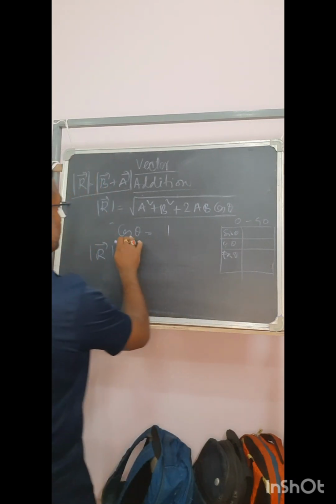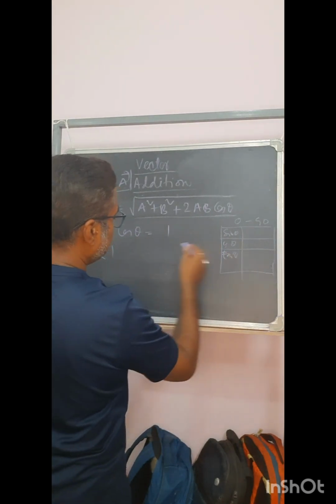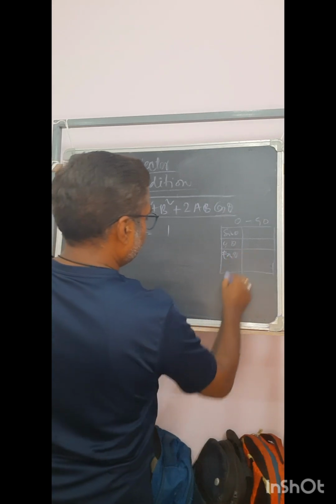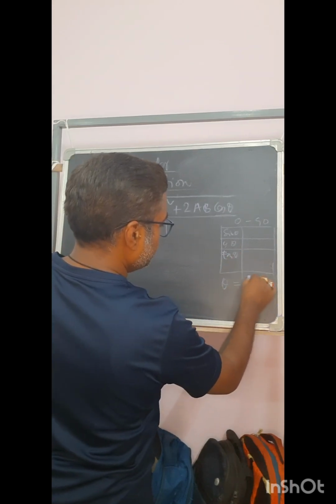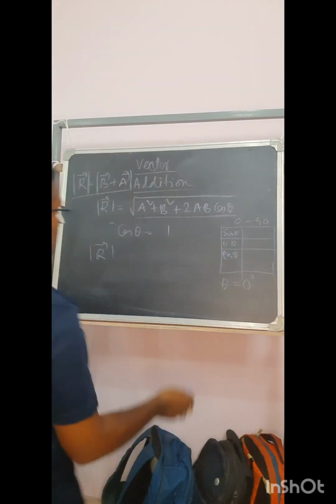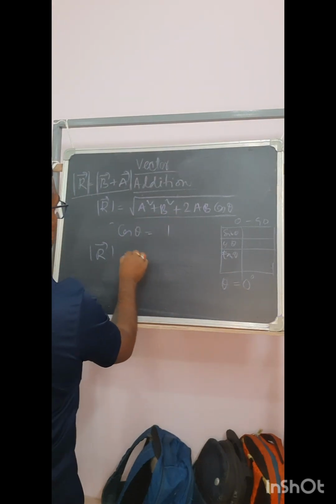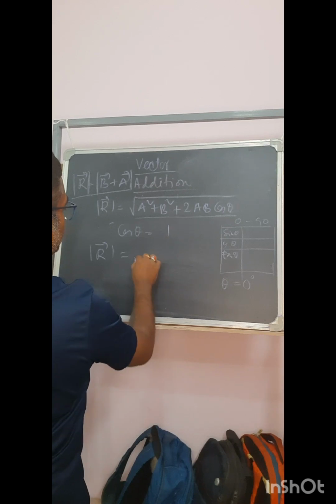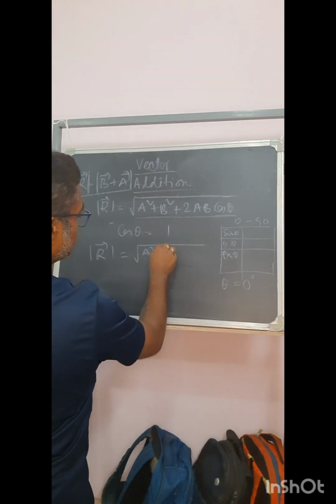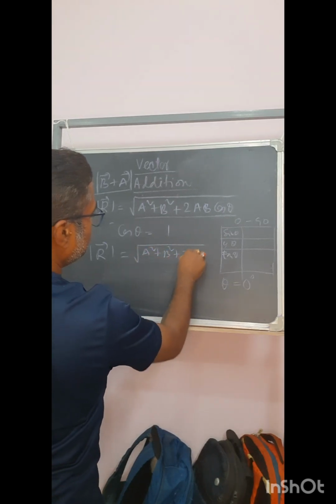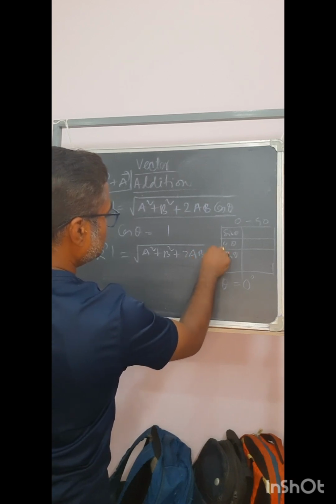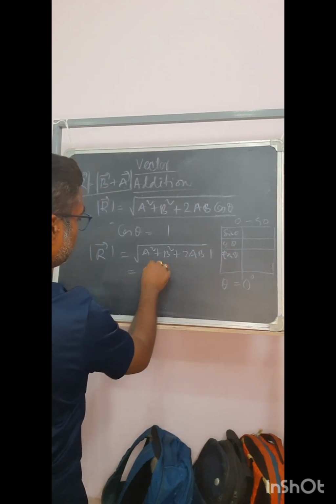So if I say that cos theta is equal to 1, where is cos theta equal to 1? For theta is equal to 0 degree. That is a standard table. For theta is equal to 0 degree, cos theta is equal to 1. So that means the resultant, if cos theta is equal to 1, will turn into a square plus b square plus 2ab, and cos theta is equal to 1. So that will turn into a plus b.